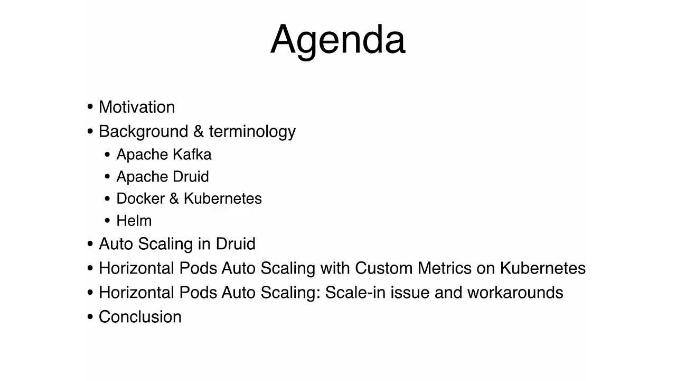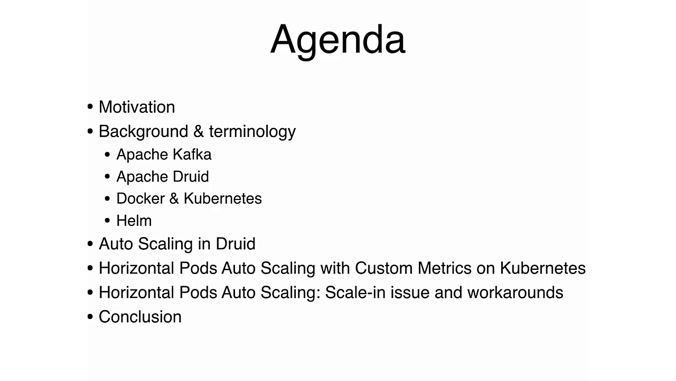I list up the items for today's agenda. First of all, in the motivation section, I want to talk about the issues I encountered and how I solved them when we adopted Apache Druid as a streaming data processing engine. Secondly, in the background and terminology section, I'm going to briefly explain important architectures and key terminologies to help you who are not familiar with them understand Druid, Kubernetes, and relevant things.